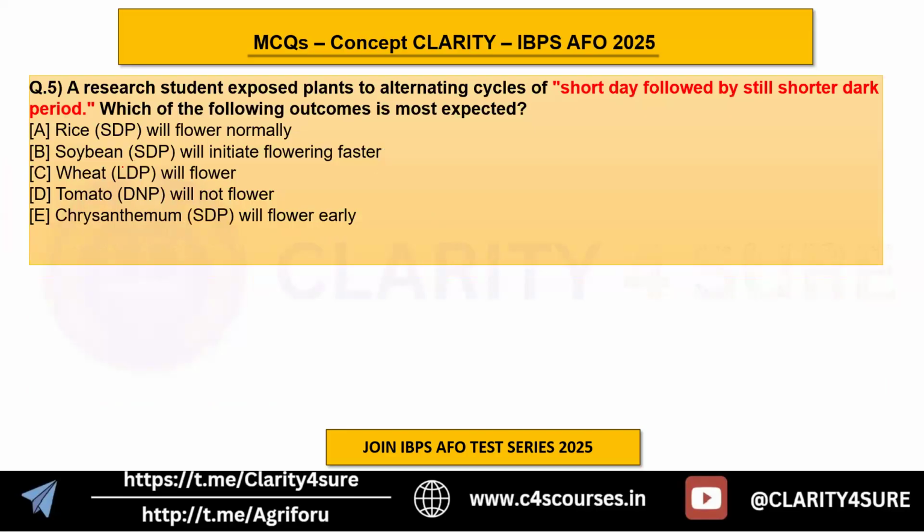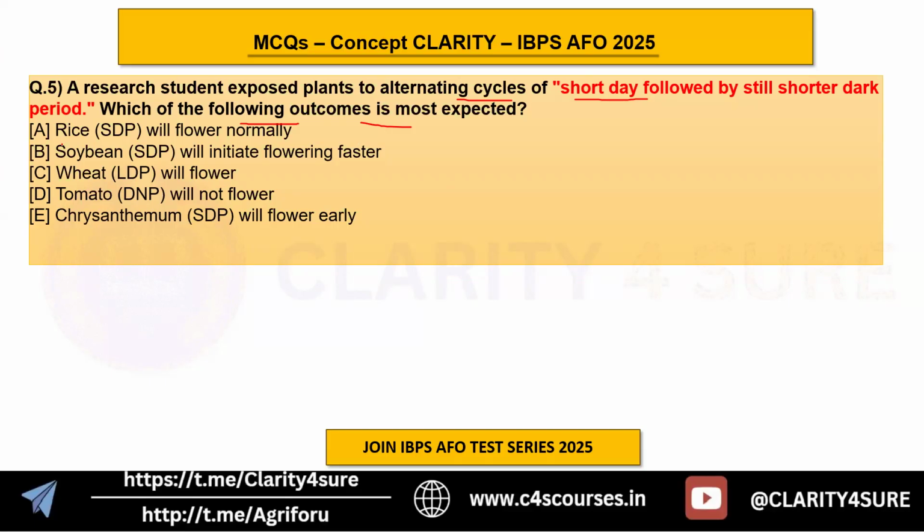Now moving on to the question regarding the photoperiodism topic of plant physiology. A research student exposed plants to alternating cycles of a short day followed by a still shorter dark period. Which of the following outcomes is the most expected? So here, the plants are exposed to a short day followed by a still shorter dark period. We are giving them a dark period, but for a shorter time, so how will the plant react to this phenomenon?